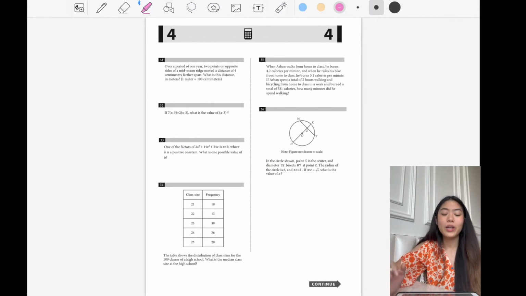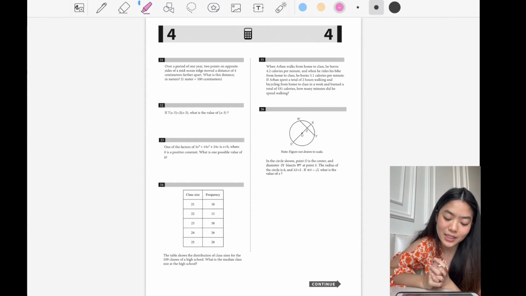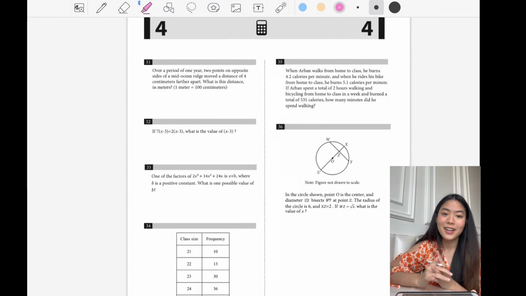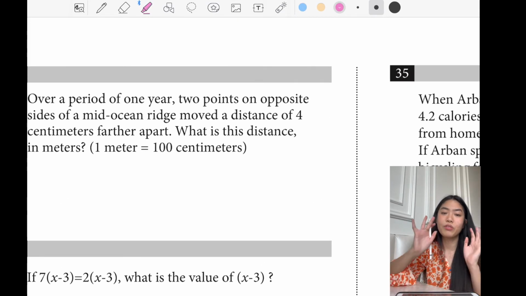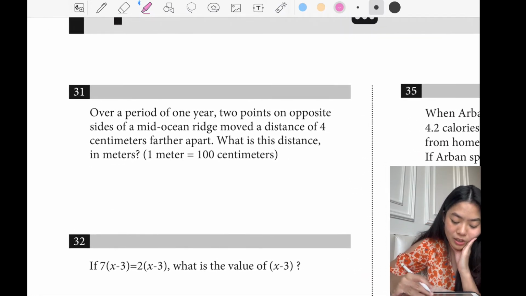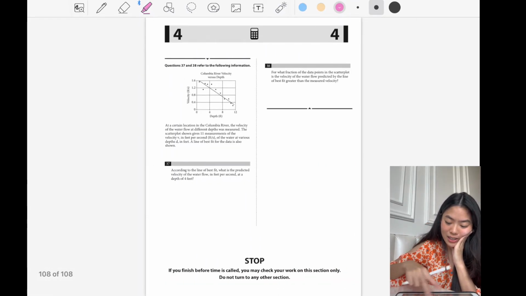Wow, we are on the last section of this. It's the part where there are no multiple choices. Okay, so let's do the last questions.